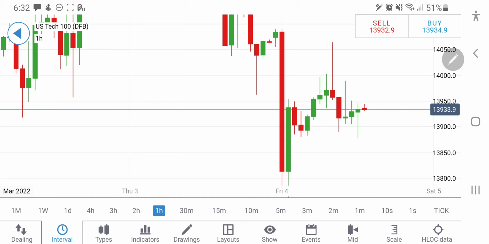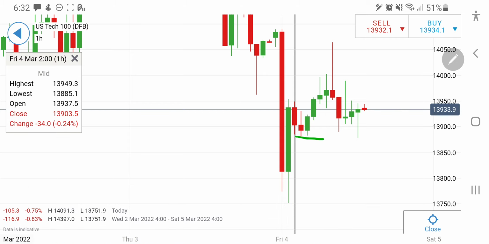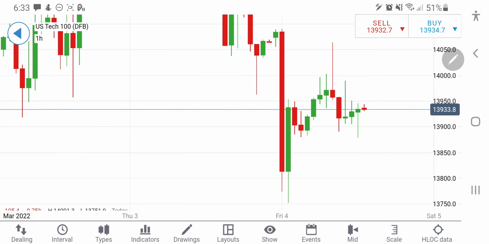On the downside, yes, there is a strong support coming into the picture at the 13,870, 13,880 zone. Breaking 13,870, you can expect it to drop heavily on the downside. So this is one expectation on the hourly charts. Now let's have a look at 3-hour charts.